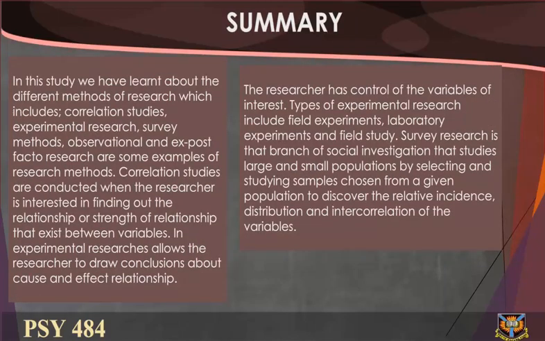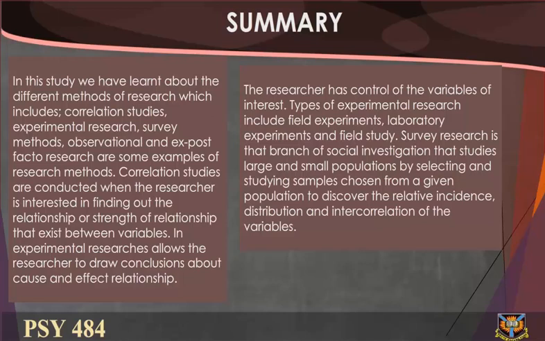Summary. In this study, we have learned about the different methods of research, which include correlation studies, experimental research, survey methods, observational and ex post facto research as some examples of research methods. Correlation studies are conducted when the researcher is interested in finding out the relationship or strength of relationship that exists between variables. Experimental research allows the researcher to draw conclusions about cause and effect relationships. The researcher has control of the variables of interest. Types of experimental research include field experiment, laboratory experiment, and field study.